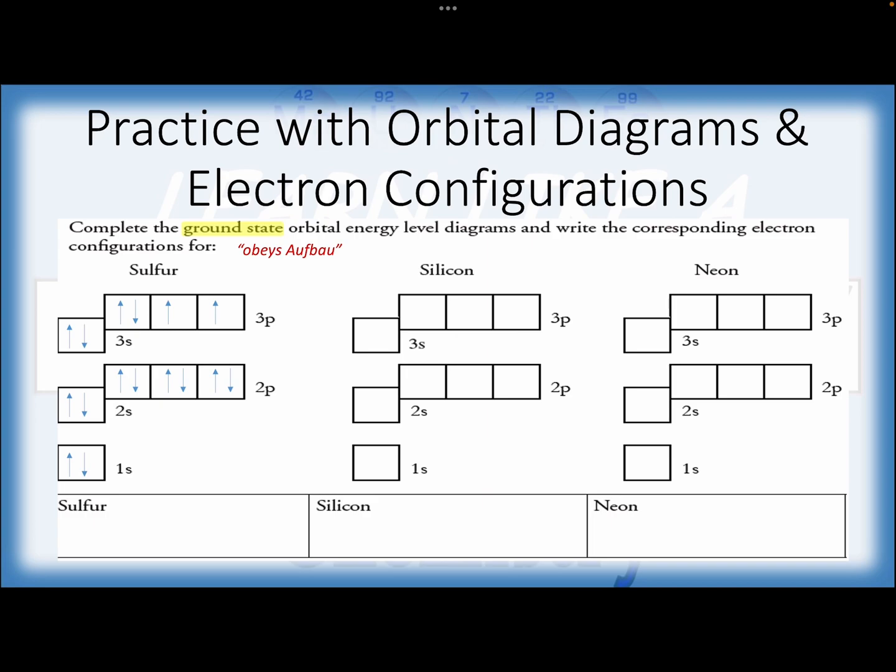All right, so for sulfur, this is what your distribution should look like. And this would be your configuration. For silicon, this would be your orbital diagram and your electron configuration. And finally, for neon, with its 10 electrons, you would have this orbital energy level diagram and this configuration.